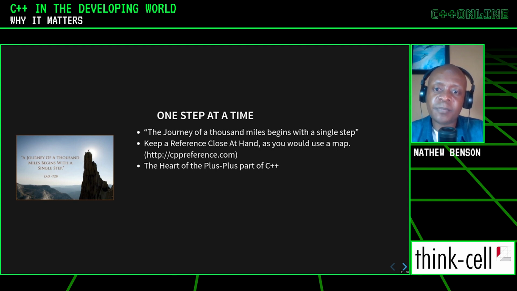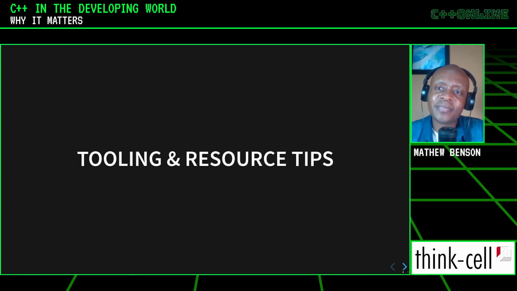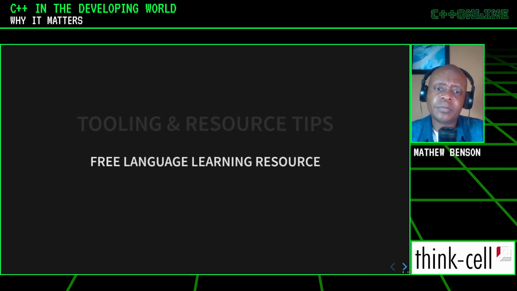So the heart of C++ is the plus part of it. I know I've repeated that point severally, but I feel it's an important one. So I'd like to touch briefly on a few resources and tips of what I feel is important to keep in mind as you try to learn and work with this language.